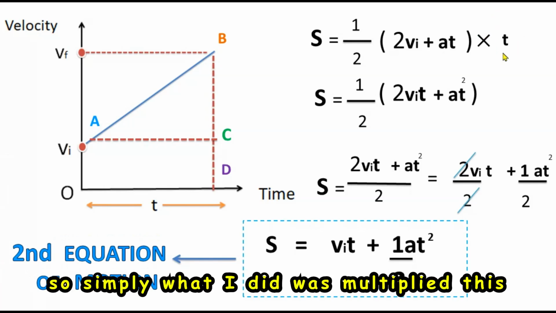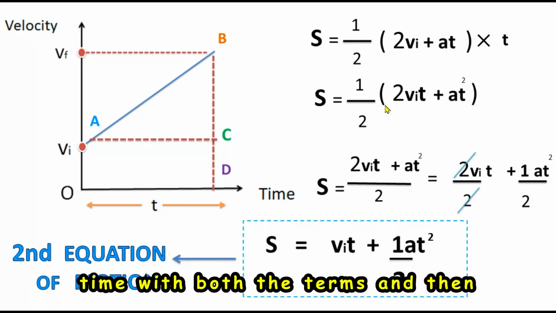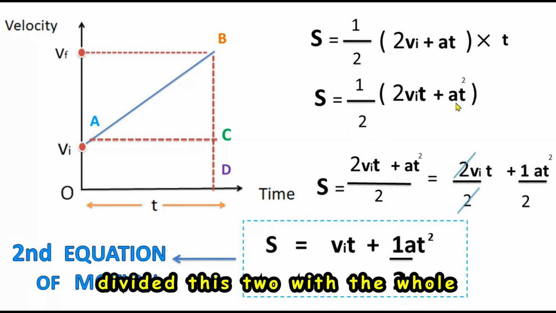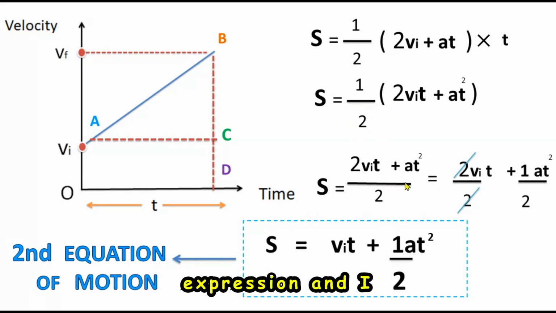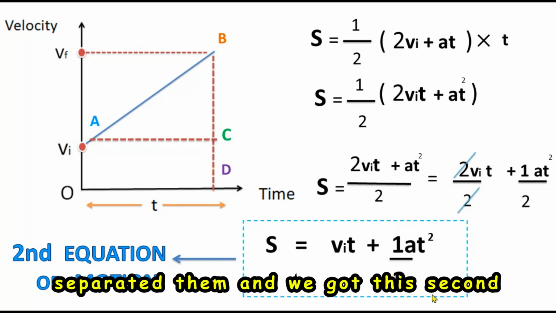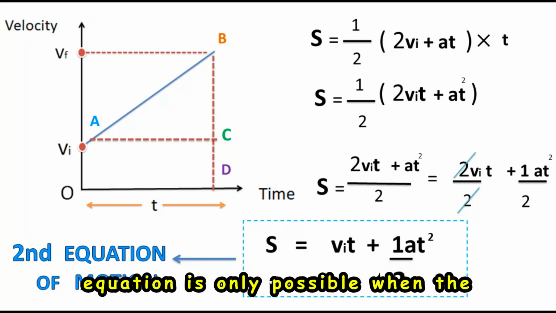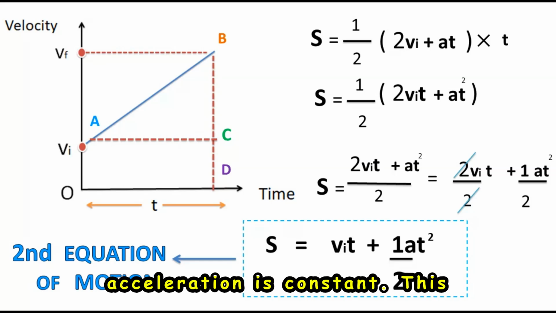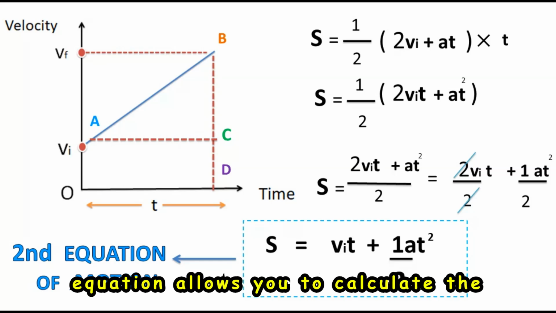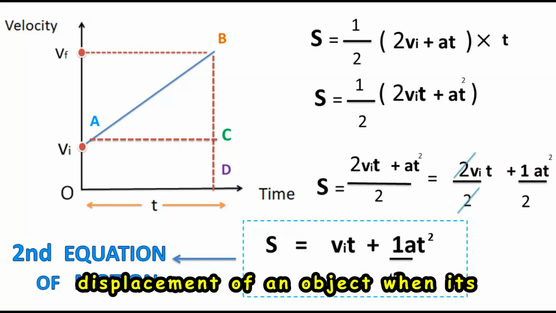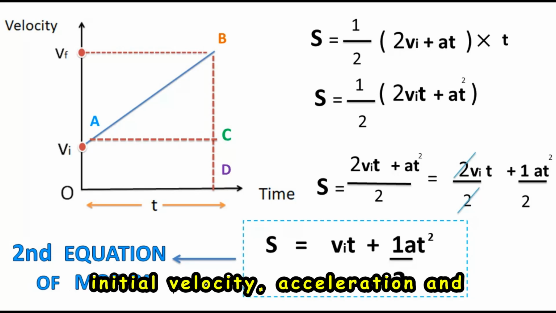So simply what I did was multiply this time with both the terms and then divide the whole expression by 2, and I separated them and we got this second equation of motion. You have to always remember this whole equation is only possible when the acceleration is constant. This equation allows you to calculate the displacement of an object when its initial velocity, acceleration, and time are known.